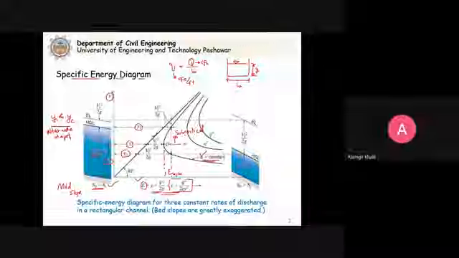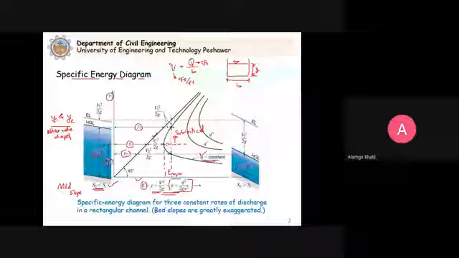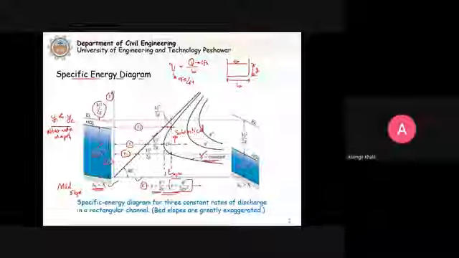Now in subcritical flow, you can see the slope is less than the critical slope, and the depth of the water in the channel will be greater than the critical depth. Clear? And you can compare this velocity head with the critical velocity head. Of course, it is smaller than this. You can see it is here, and the critical depth is here.